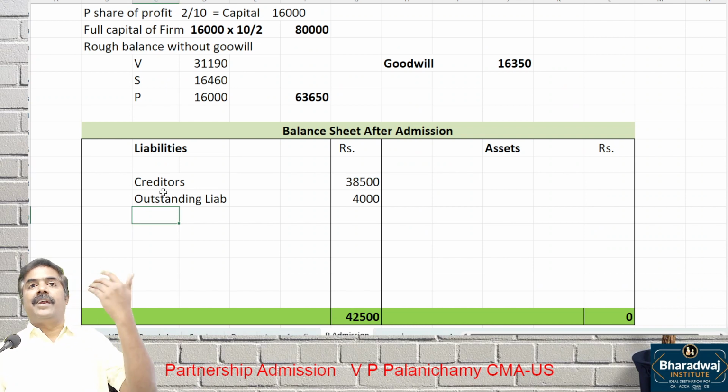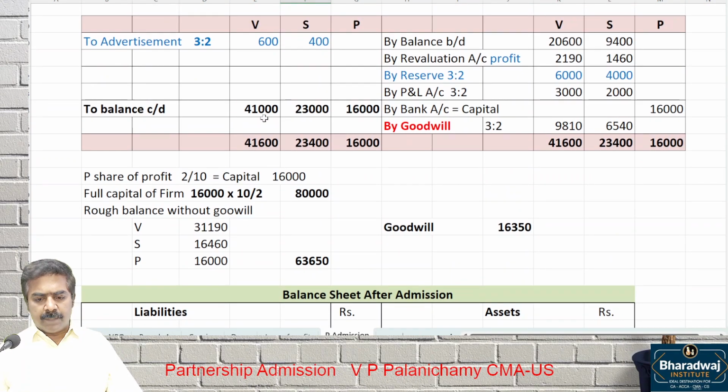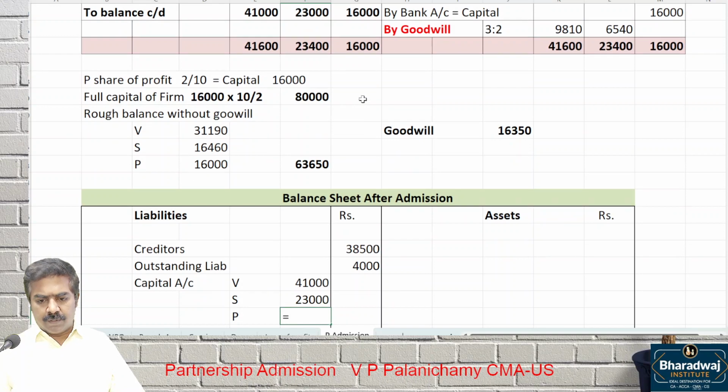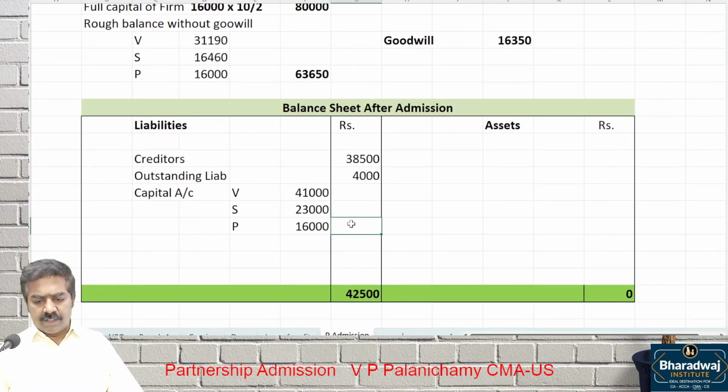Then reserves, P&L account already transferred, closed. Then capital account of which partner? VSP, the closing balance. What is the closing balance? 41,000, 23,000, 16,000. Capital account of partners with the goodwill, if you add up, it will give you 80,000.